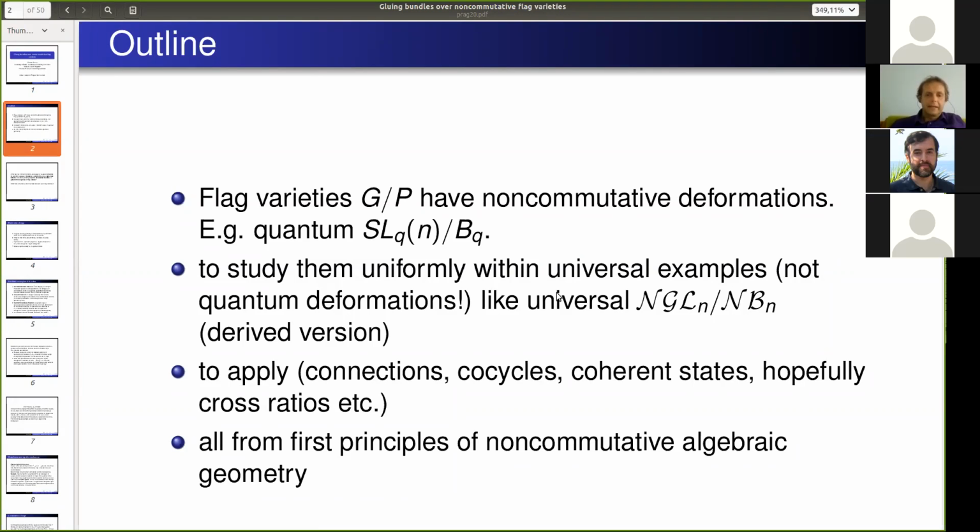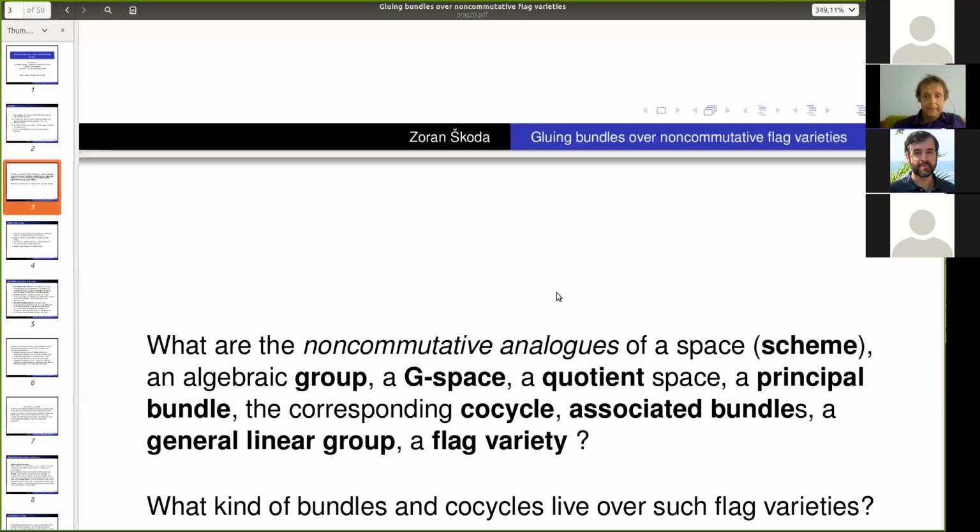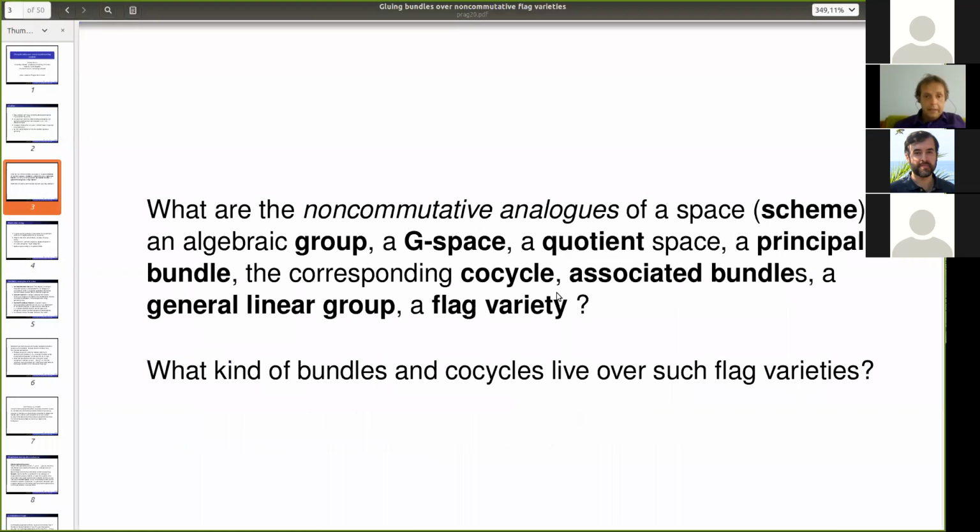And I want to do all of this from the very first principles of non-commutative algebraic geometry. What does it mean? I want to have a general viewpoint. What is the non-commutative analog of a scheme like in algebraic geometry, of an algebraic group, of a G-space, of a quotient, of a principal bundle, corresponding cocycle, associated bundles, and then especially do that in the case of the general linear group and flag varieties of the general linear group, but kind of a universal non-commutative thing.